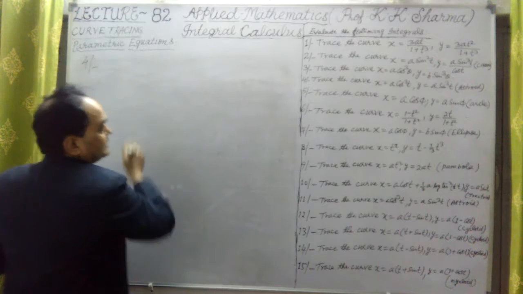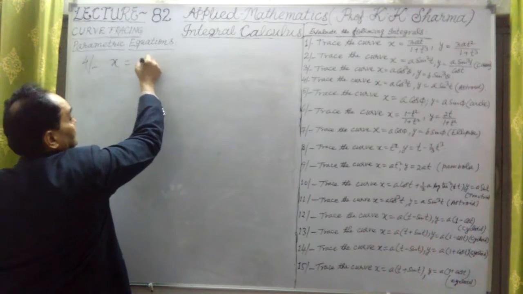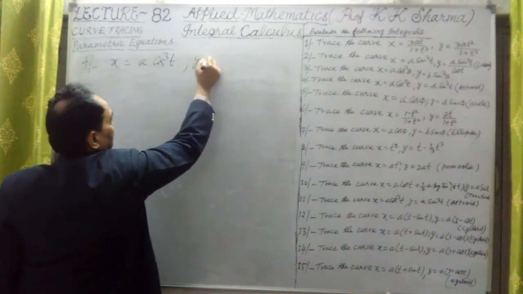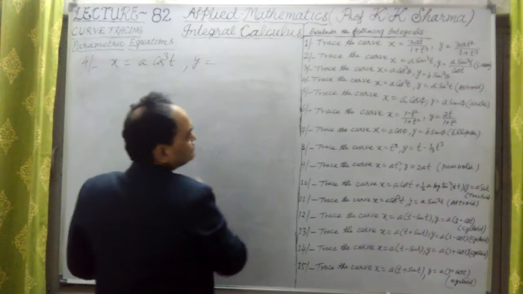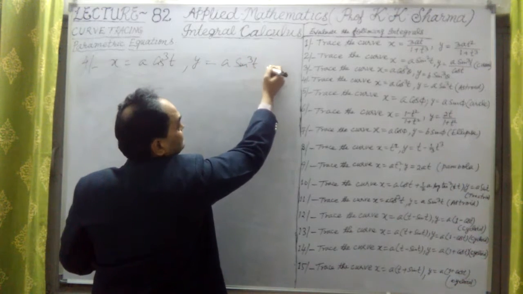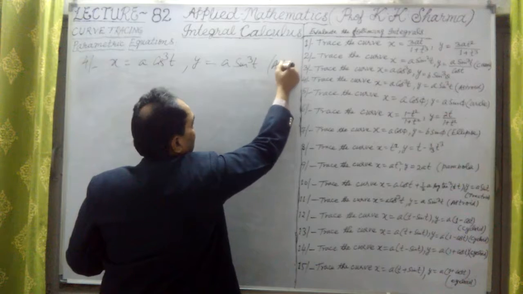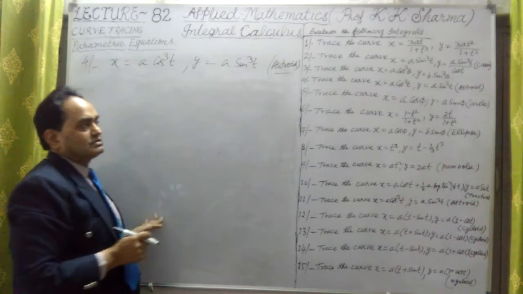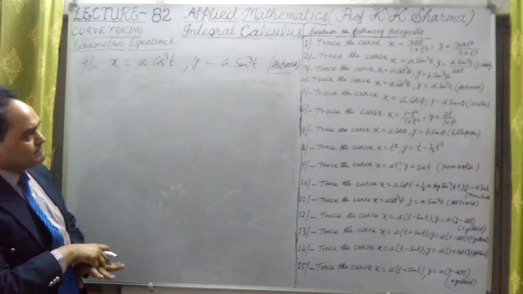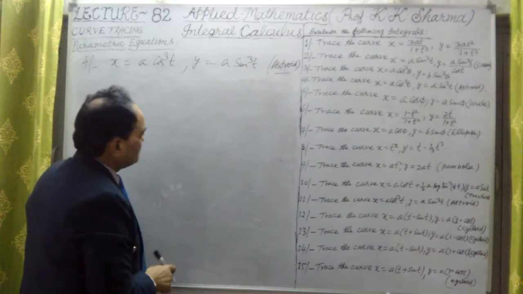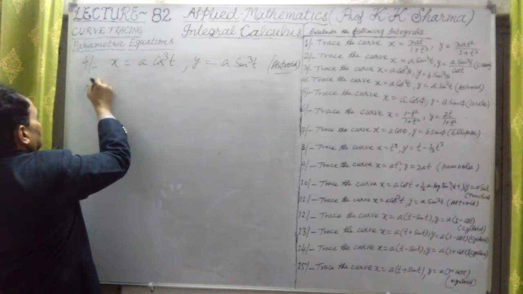Question number 4 says: trace the curve x equal to a cos cubed t, y equal to a sin cubed t. This is the equation of an asteroid. Let me check whether it is an asteroid or not. Again, a similar type of question. Let me solve it. Solution.